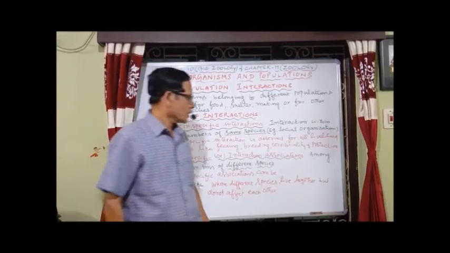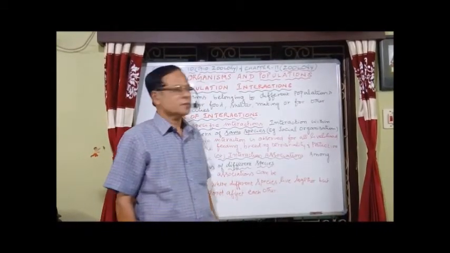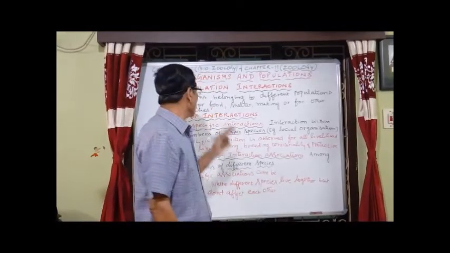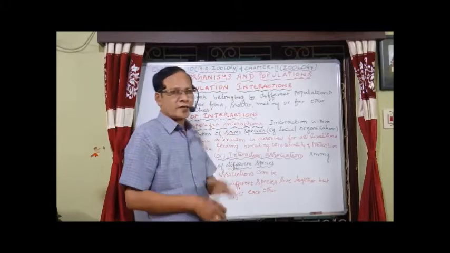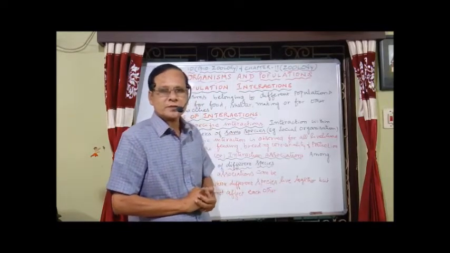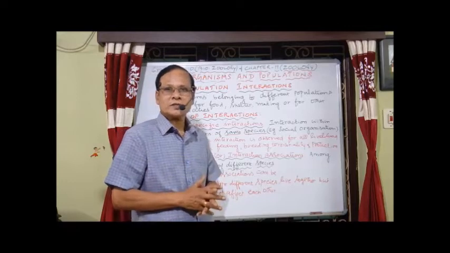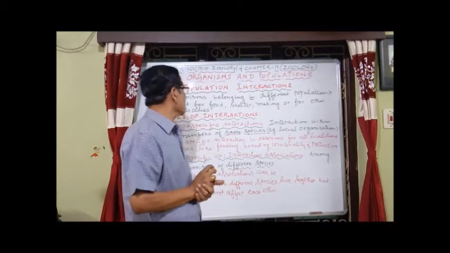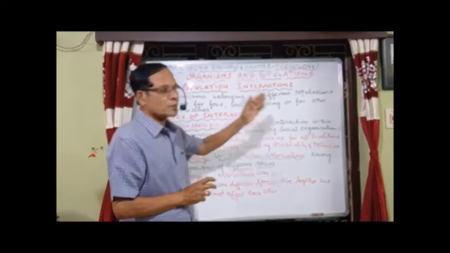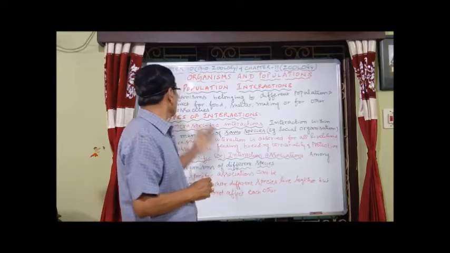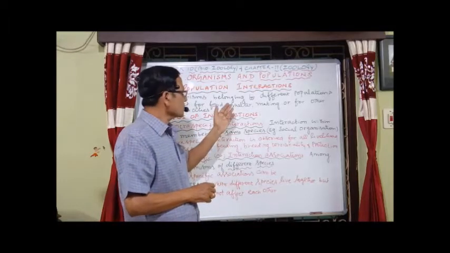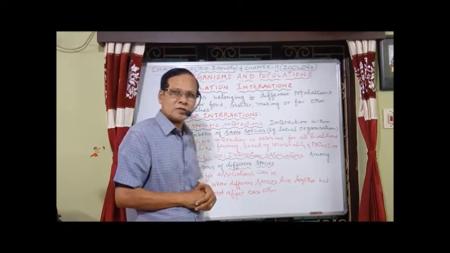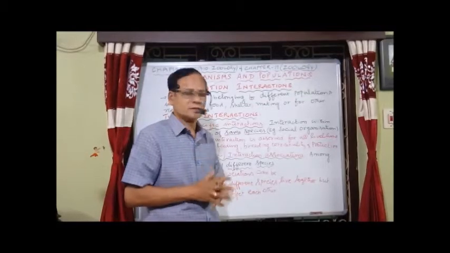Dear students, I have to continue the lesson on organisms and populations. In that, today's topic will be population interactions. We have different kinds of interactions, without interdependence of life. There is no life on this earth. So, organisms belonging to different populations or species interact for food, shelter, mating, or other necessities, mainly for food, shelter, and mating, along with other necessities.